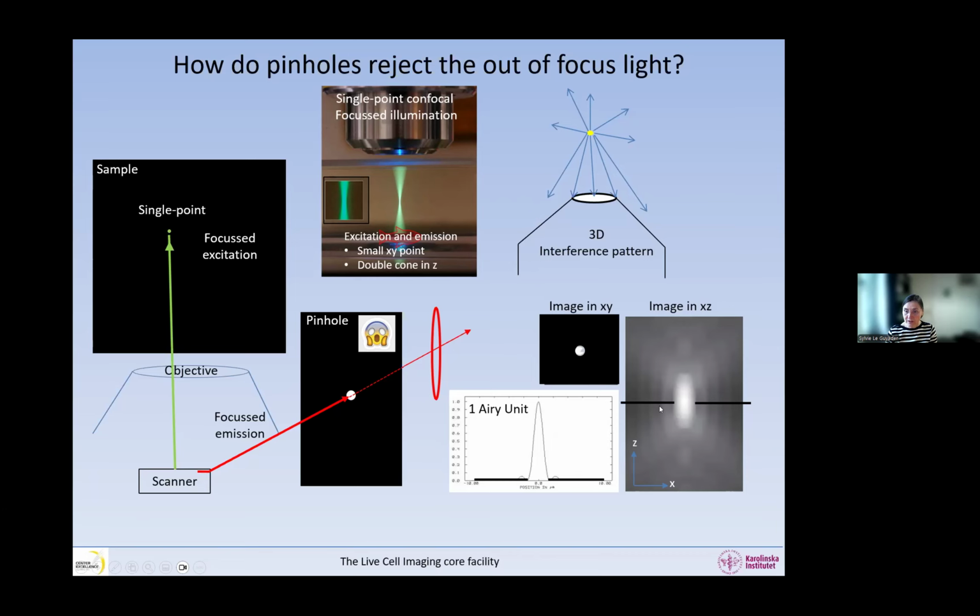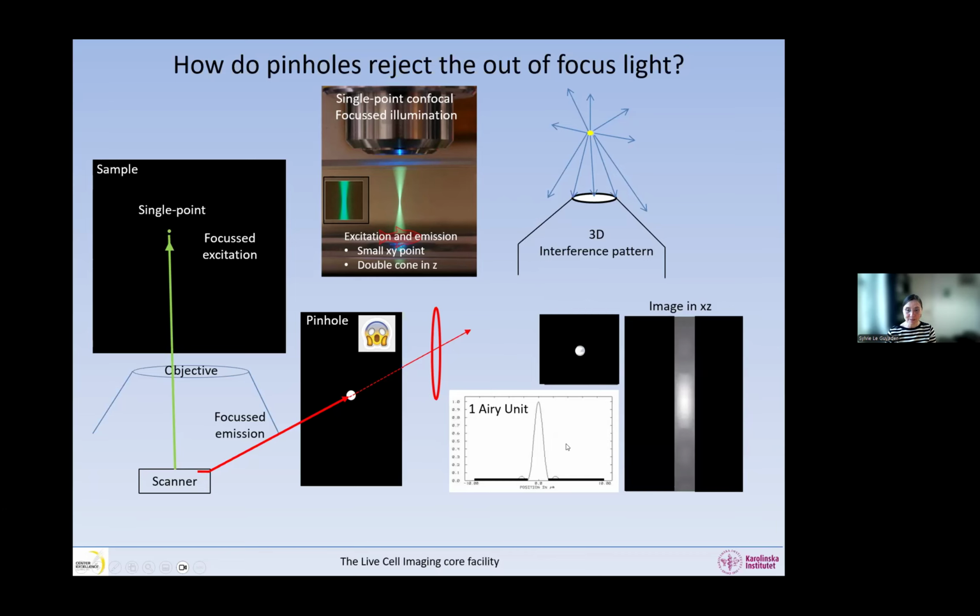The diameter of the first dark ring here is called 1 Airy unit. And people who have worked on a point confocal will recognize the name because there's always a button there. Push that, you get 1 Airy unit. What does that mean? It means that you set the pinhole to the size of the first dark ring. Okay, so now you know what 1 Airy unit means. And in Z, it means that you are allowing only the main lobe to reach the detector.